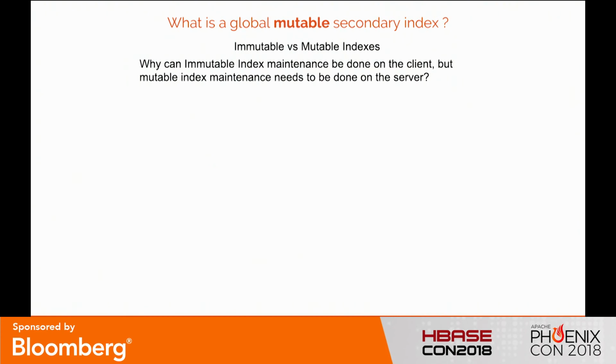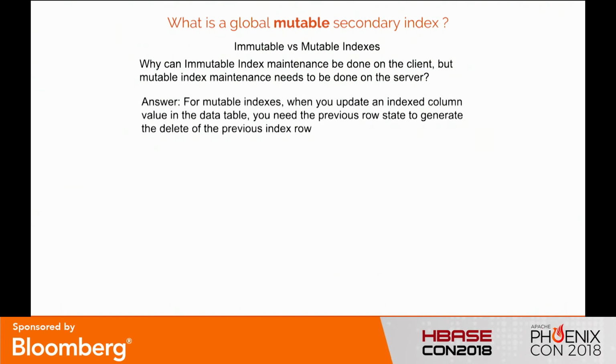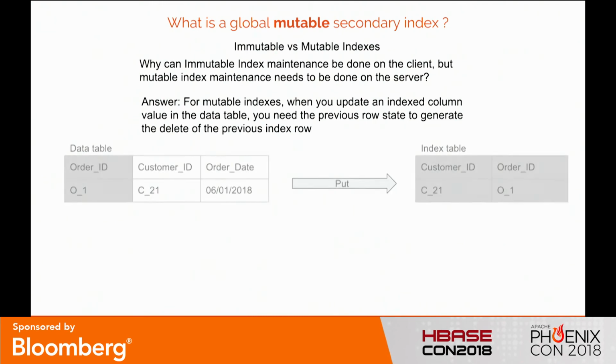So I guess there might be a question: why can immutable index maintenance be done on the client, but for mutable index maintenance, why do we have to do it on the server? Well, the reason is because for mutable indexes, when you update the indexed column, you need the previous row state in order to properly update the index table. So I'll show you an example here.